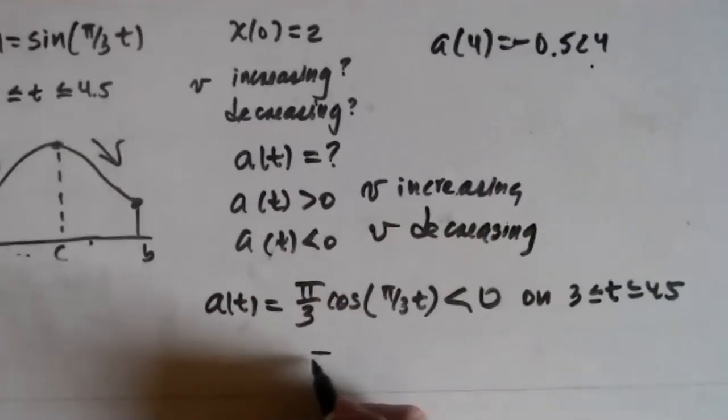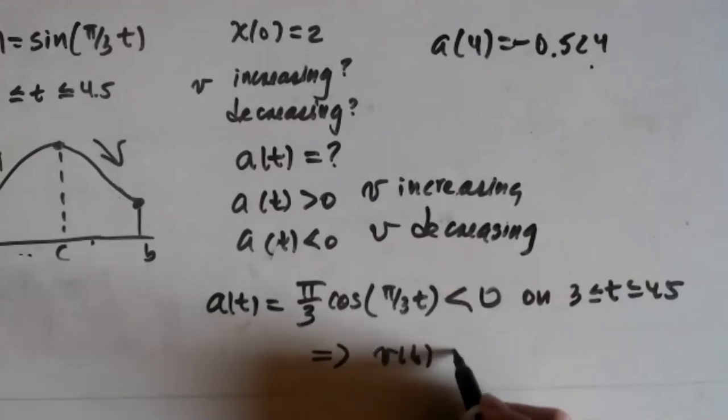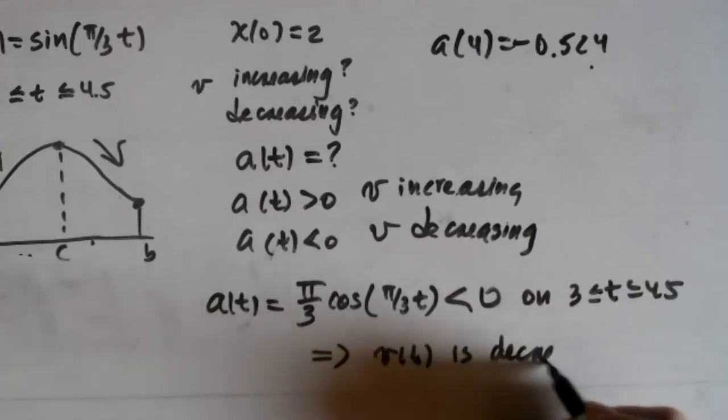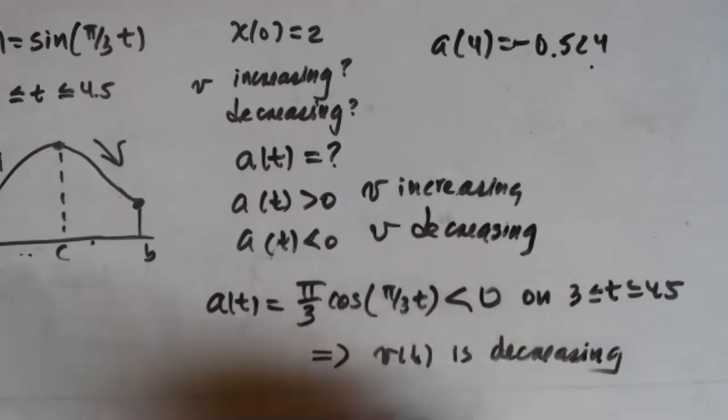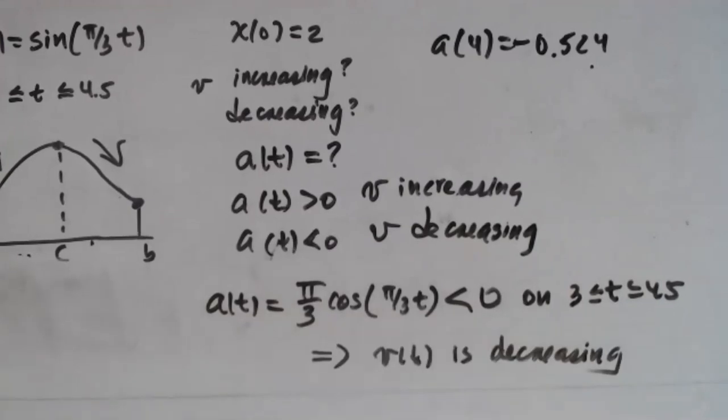So what is the conclusion? V of t is decreasing. But at 4.5 it is 0, no? Yes. But I think the interval here... let me see the interval.